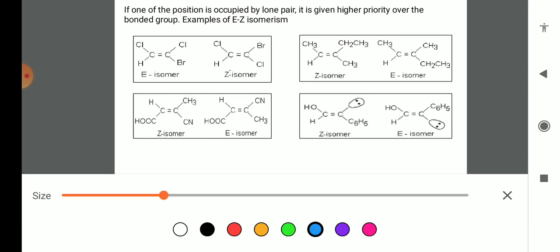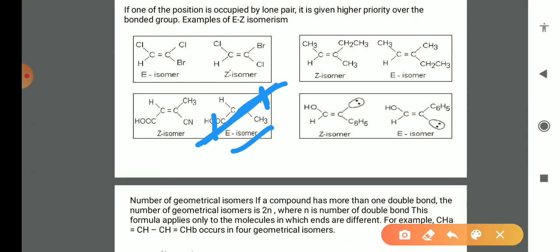Now the second condition: these are the nitrile groups, and these are the acid groups. The higher atomic number is called first, and the other is also called first. The higher priority groups are opposed to each other. It means it is E, Entgegen, opposite. So it is the E isomer.